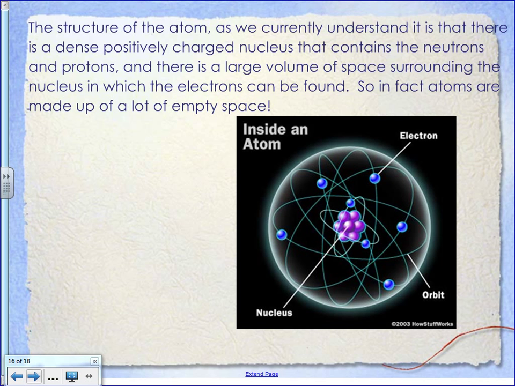All right, so structure of the atom as we currently understand it. There's a dense positively charged nucleus that contains neutrons and protons, and there's a large volume of space surrounding the nucleus in which the electrons can be found. Okay? So in fact, atoms are made of a lot of empty space.